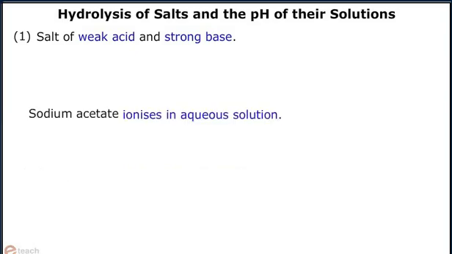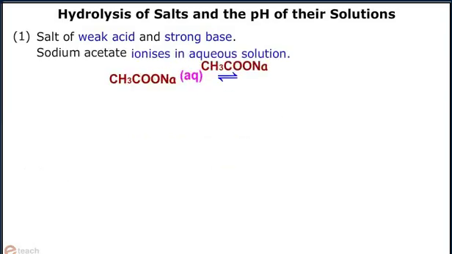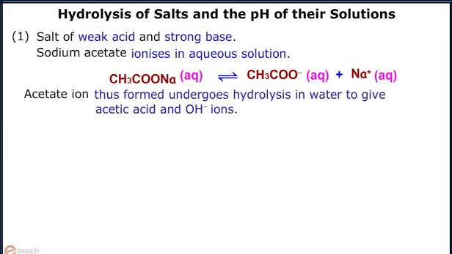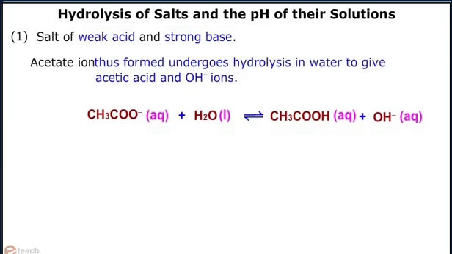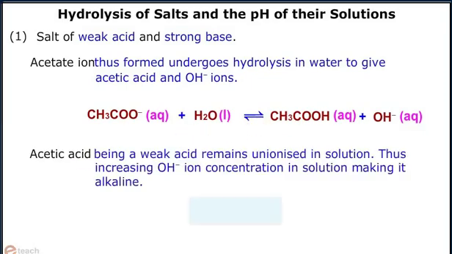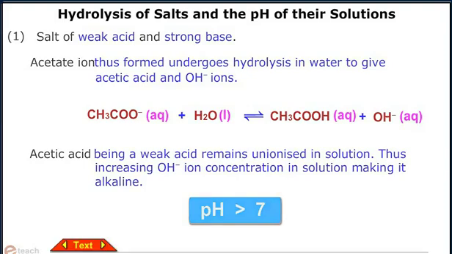Sodium acetate ionizes in aqueous solution. CH3COONa reversible CH3COO- plus Na+. Acetate ion thus formed undergoes hydrolysis in water to give acetic acid and OH-. That is CH3COO- plus H2O reversible CH3COOH plus OH-. Acetic acid being a weak acid remains unionized in solution, thus increasing OH- ion concentration in solution, making it alkaline. This implies that pH is greater than 7.